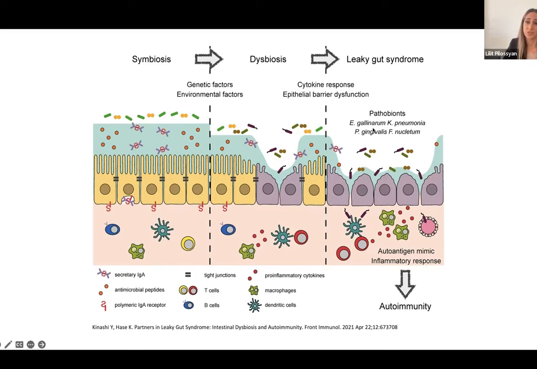For example, here we have P. gingivalis, which is also an oral bacteria. It's not supposed to be here, or at least not in large quantities. And when they are here in large quantities, they're considered pathobionts. And this other bacteria, E. gallinarum, which I will talk about in a few slides, is thought to trigger lupus and has been shown to trigger lupus in genetically susceptible mice.